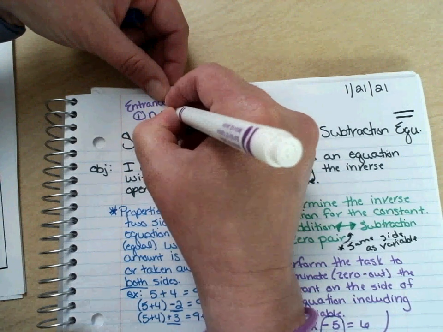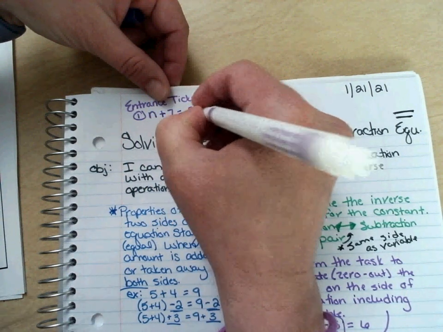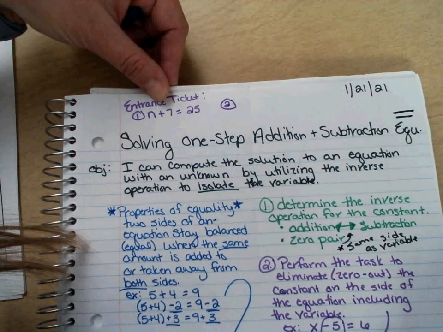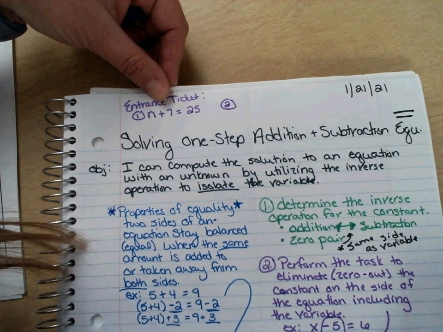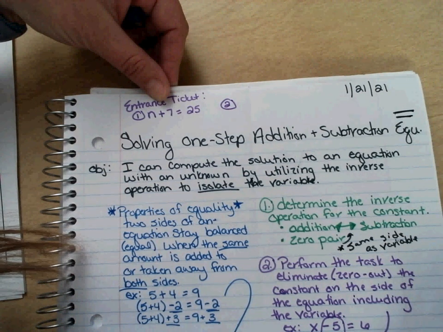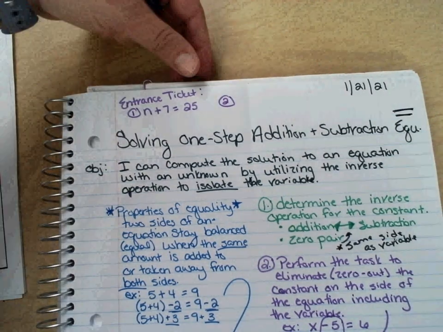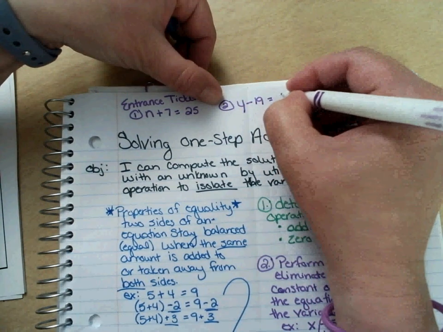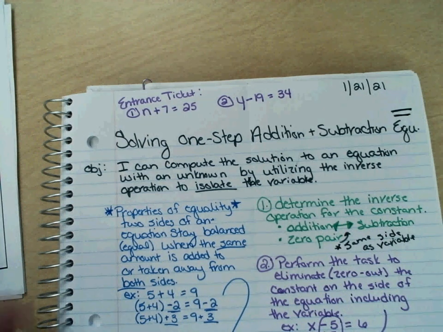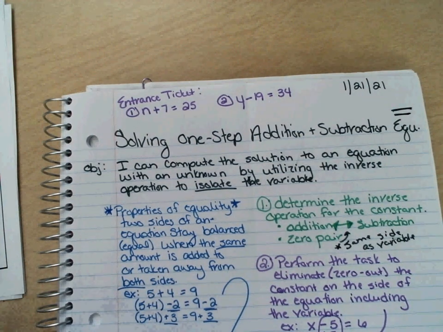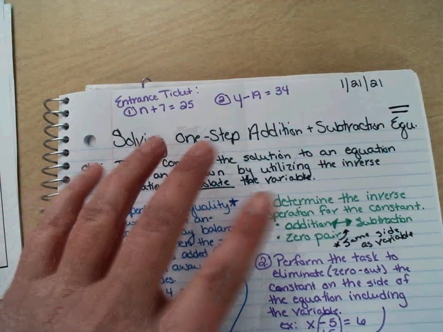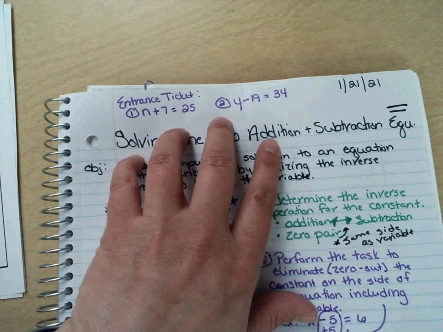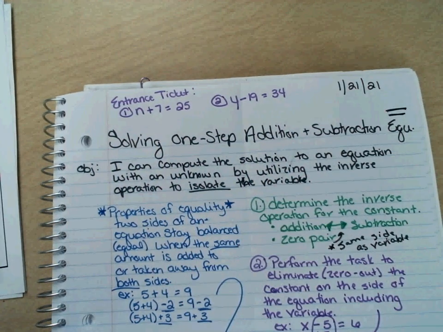Let's do n plus 7 equals 25. Now I want to see the steps. The second one that you will do is y minus 19 equals 34. Okay? Those are the two problems that I want you to complete before you come to class with your notes. You can put them on the left-hand side of your notes and show them to me. You can put them on a sticky note and show them to me, but I want you when you walk into class to leave them right there. Okay?